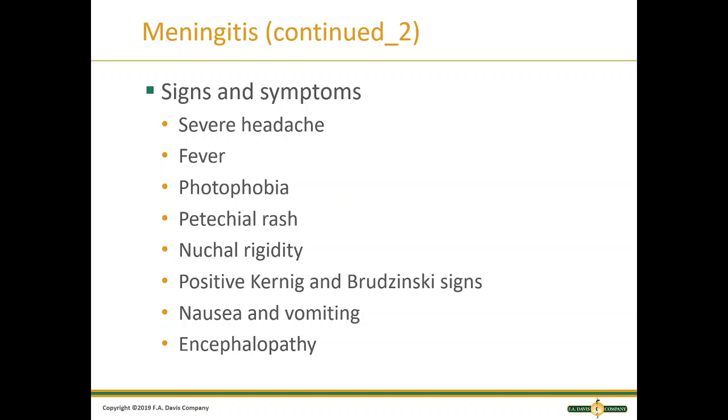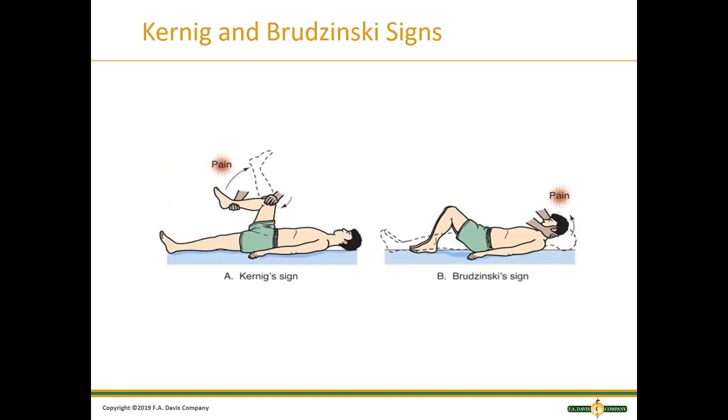Signs and symptoms: usually a sudden onset of headache, fever, photophobia, petechial rash, nuchal rigidity, positive Kernig's and Brudzinski's sign, nausea and vomiting, encephalopathy. So make sure that you are well aware. This is a big one, and that's something that you can see.